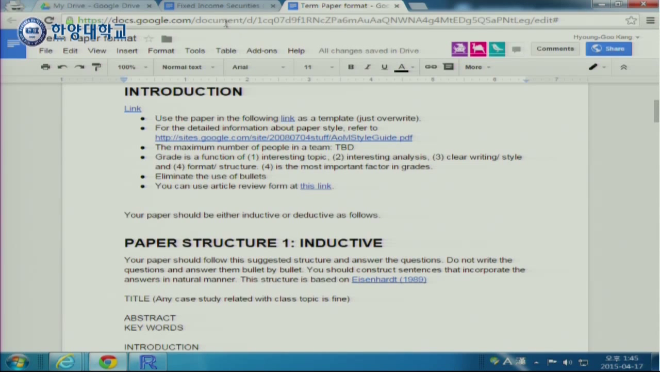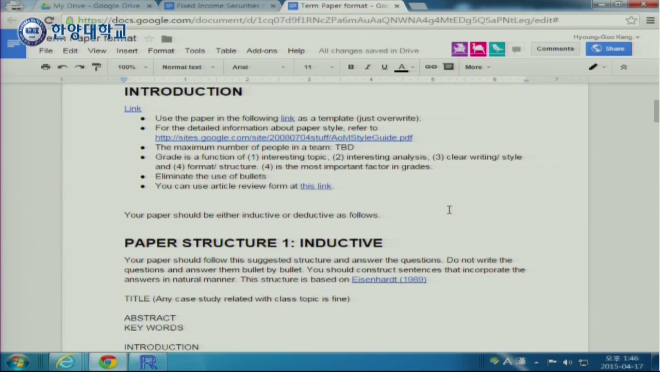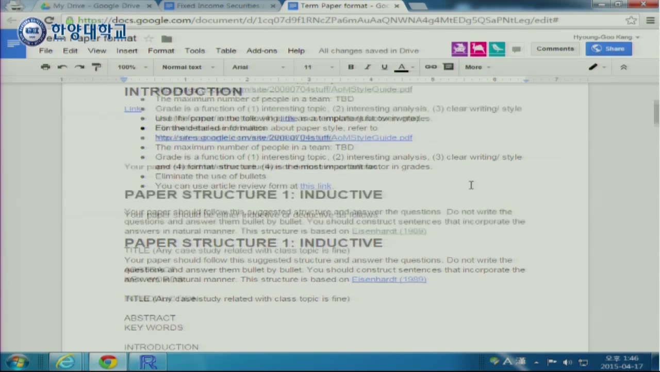Okay, any questions? And then for your reference, when you reference other papers, again, please remember that it should be in APA format. APA format looks like this when you make a reference to another paper. So in the reference list at the end of the paper, you have to list the paper in this way, in this format. Okay, let me now explain the format in detail.